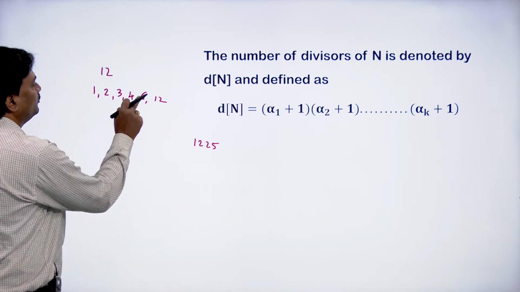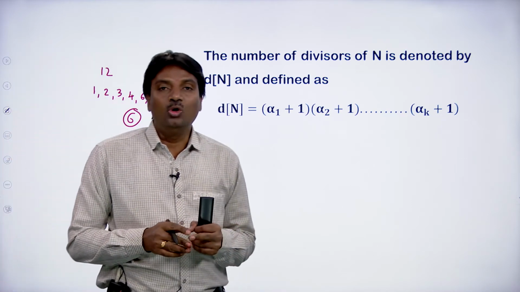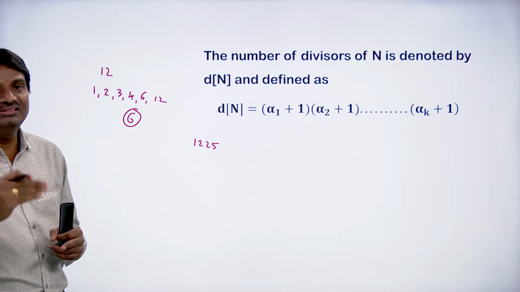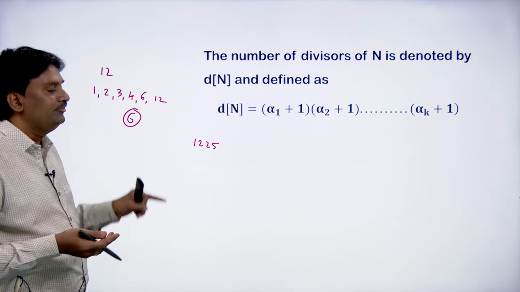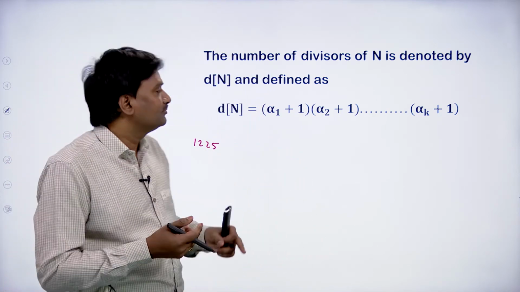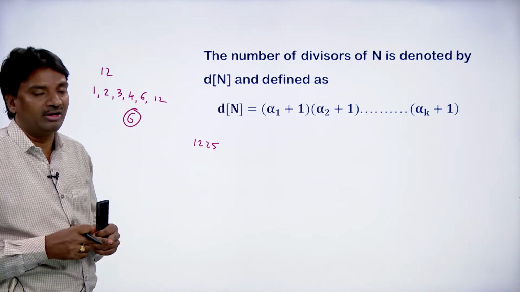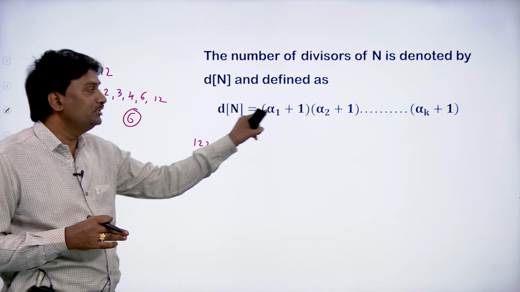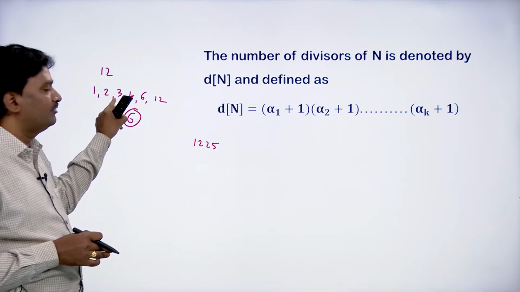1, 2, 3, 4, 5, 6 divisors are there. How many divisors are there for 12? Since 12 is a small number, by taking all the divisors of 12, we can say 12 has 6 divisors. How many divisors are there for the number 1225? If you want to do it like this, it is not possible. But by using this formula, we can say easily. So, let us apply this formula for this problem.